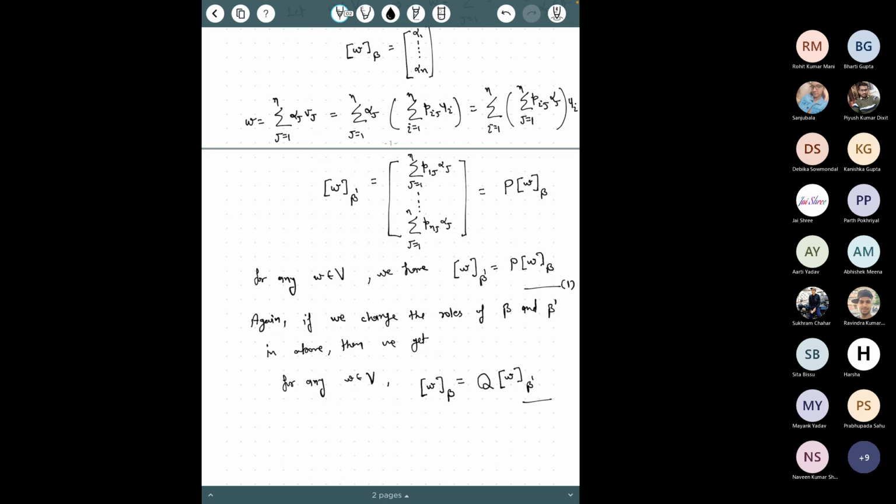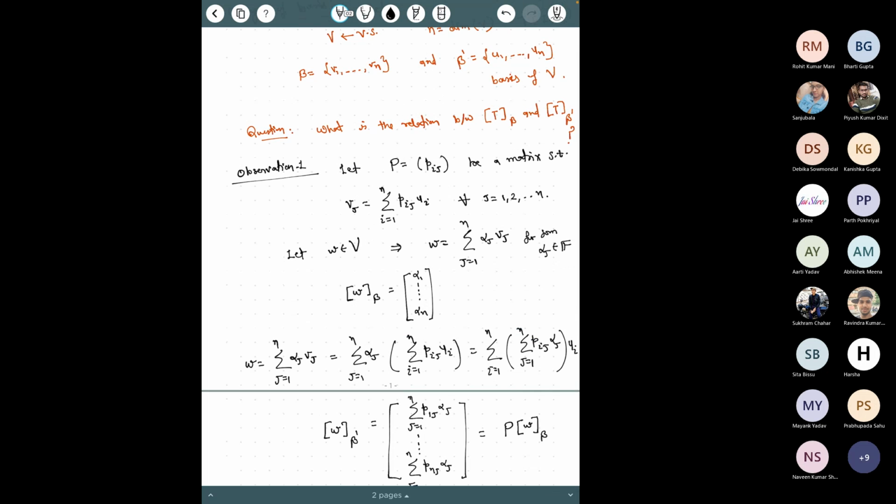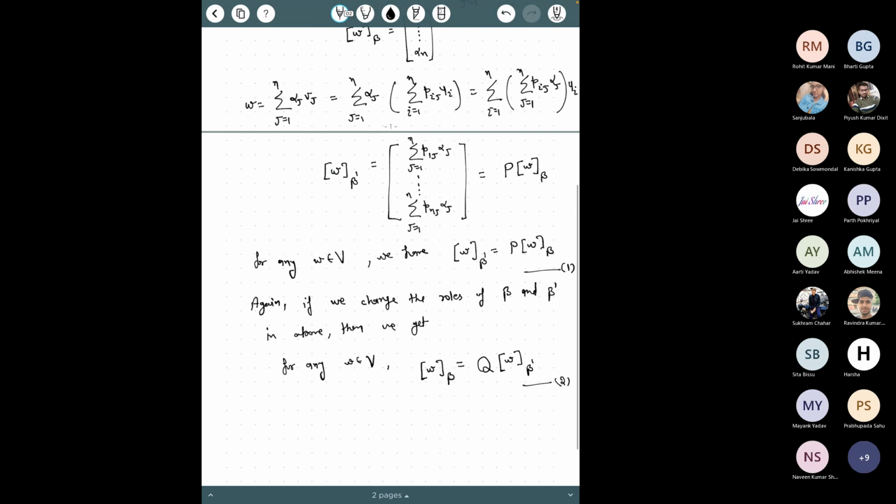Okay. So what is this Q? Like you constructed this P, you can also construct Q. The columns of Q are nothing but the coordinates of vector Uj when you write it in terms of the Vi's. Similarly, you can write this. So any vector W can be written in this way. For any vector W, we can write this.